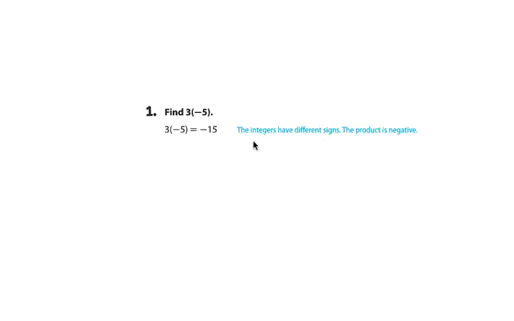So let's take a look at this. 3 times negative 5. So 3 times negative 5, the integers have different signs. One's negative, one's positive. So my product or my answer will be a negative. And I know that 3 times 5 is 15. So my answer should be negative 15.